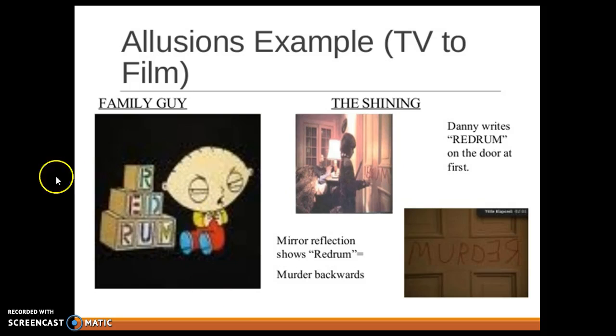So here Stewie, with his blocks, has created the word red rum. This is an allusion to The Shining, where Danny writes red rum on the door. And we realize that the mirror reflection of red rum is murder. So by comparing Stewie to The Shining, the purpose of it is to show that Stewie, if you've watched the show, you know this, is kind of evil. He's pretty much consistently trying to murder his mother. So that is how the allusion works.